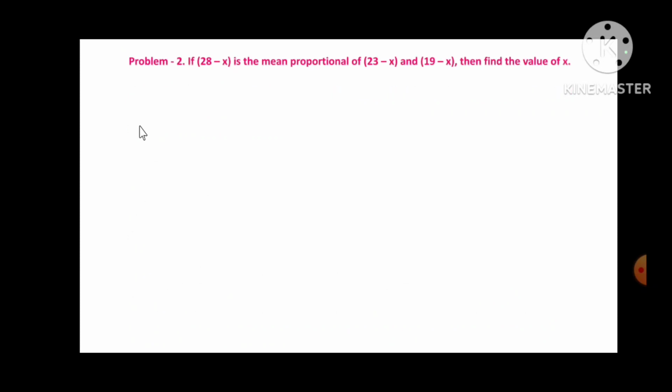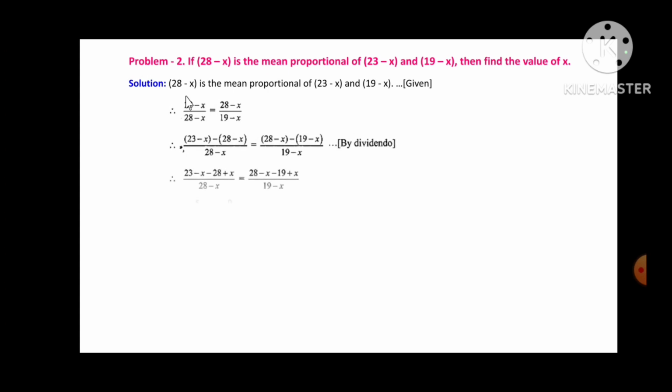Next, number 2. If 28 minus x is the mean proportion of 23 minus x and 19 minus x, then find the value of x. Friends, 28 minus x is the mean proportion of 23 minus x and 19 minus x. So it is given. So we can write that 23 minus x divided by 28 minus x is equal to 28 minus x upon 19 minus x. Therefore, (23 minus x minus 28 minus x) divided by 28 minus x is equal to (28 minus x minus 19 minus x) upon 19 minus x, by using dividendo.